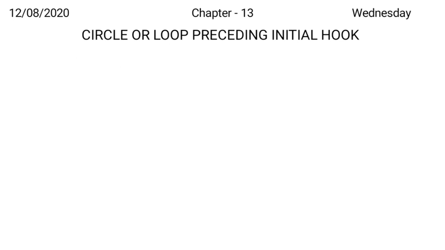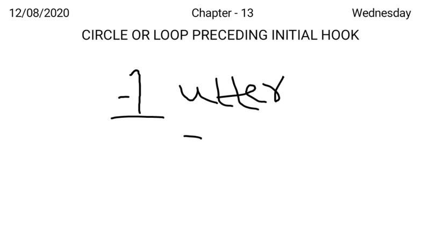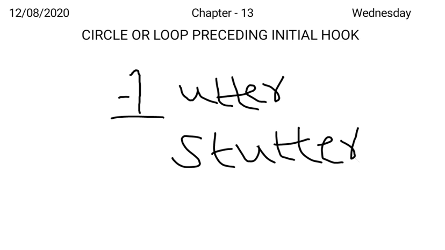In the same way, stilo. This is utter. Now you have to write stutter. Before ter, there is ST sound. You write that stilo at the R hook side.